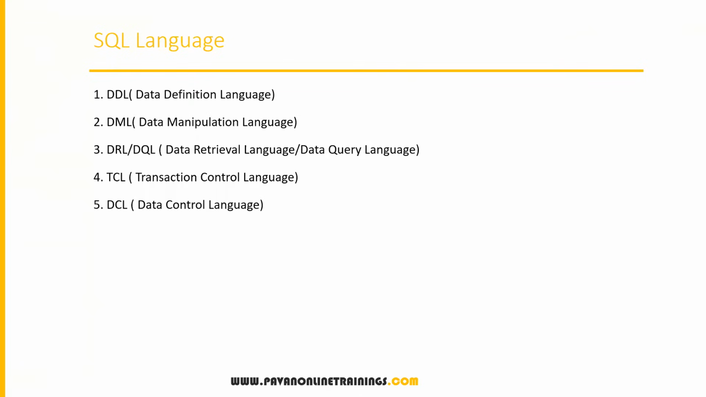DDL means data definition language. DML means data manipulation language. DRL means data retrieval language, also called DQL, data query language. TCL is transaction control language, and DCL is data control language. Every category has a number of commands, but everybody will not use all those commands.